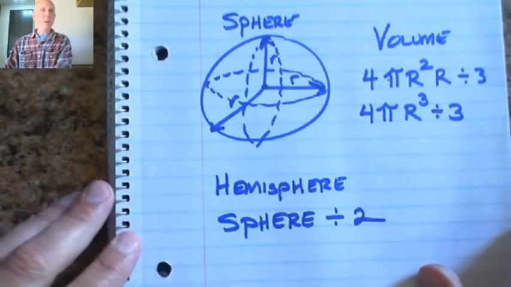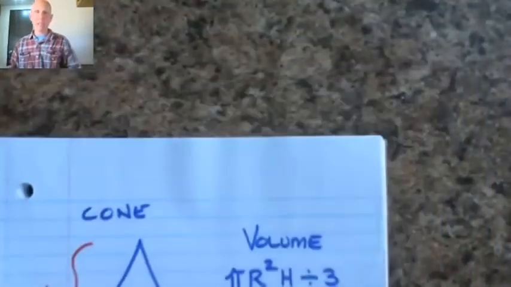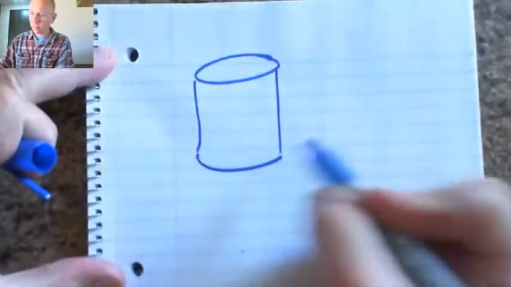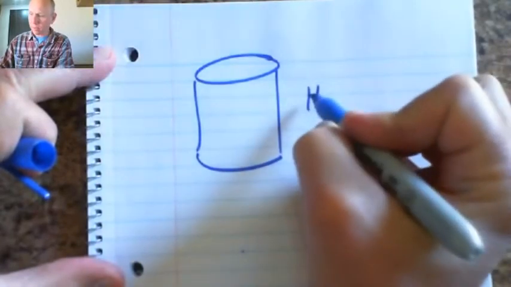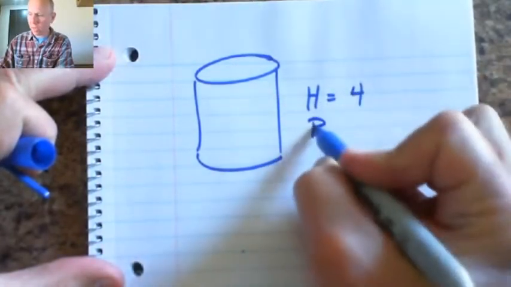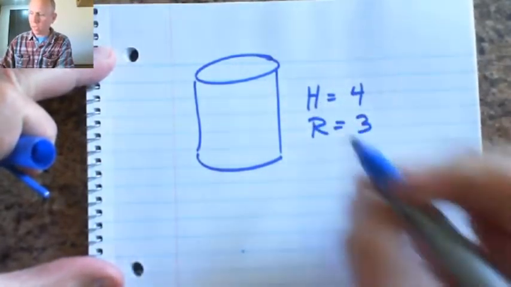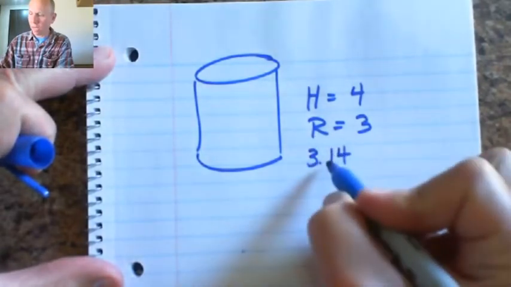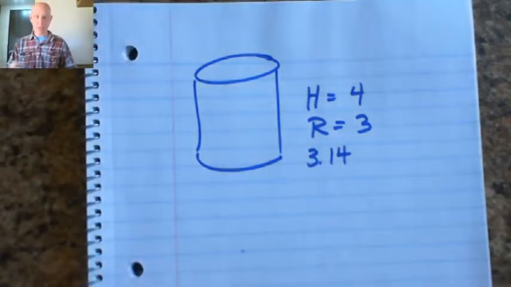Right, what we're going to do now is some checking for understanding. I'll do a couple of problems and you can see if you get them right. If you want to pause the video, if you're watching this later. So I'm going to give you a cylinder. It's got a height of 4 and it has a radius of 3. We're going to use 3.14 for pi. Round it to the nearest tenth.